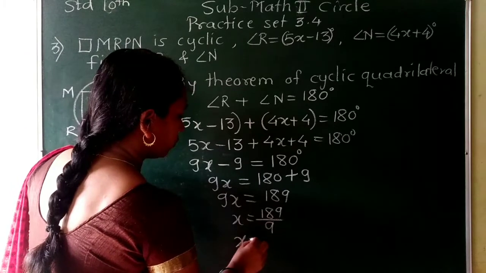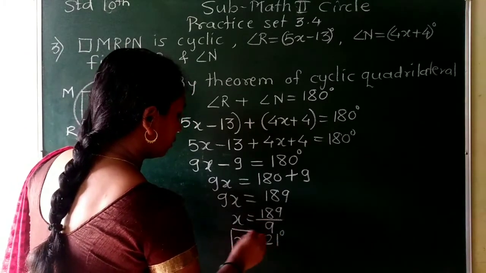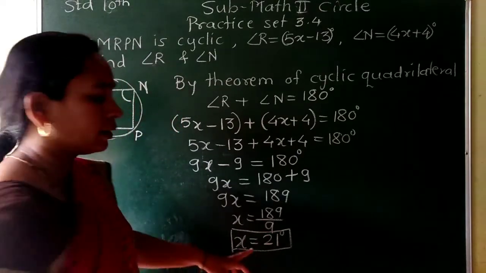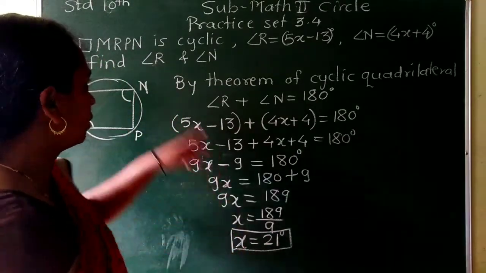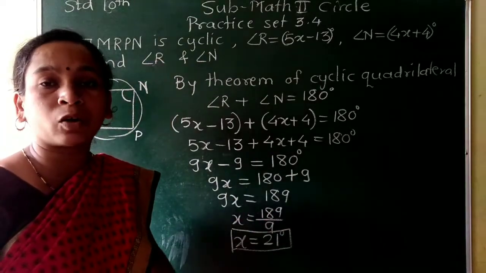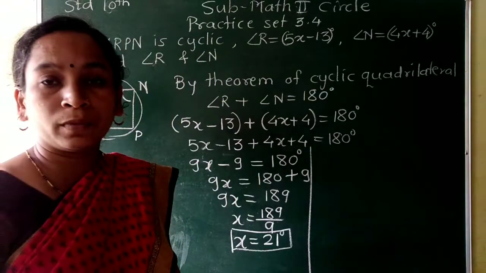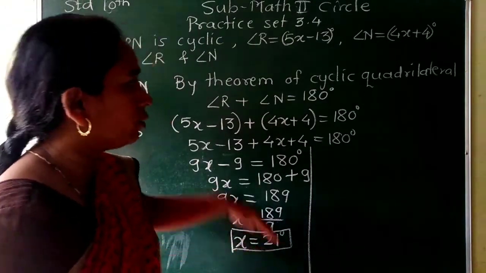So what is the answer of x? The answer of x would be 21 degrees. So here we have got the answer of x. x is equal to 21 degrees. But they asked you to find the angles. This is the value of x; these are not the angles. How will you get those angles? You will get them by putting the value of x in the expressions.